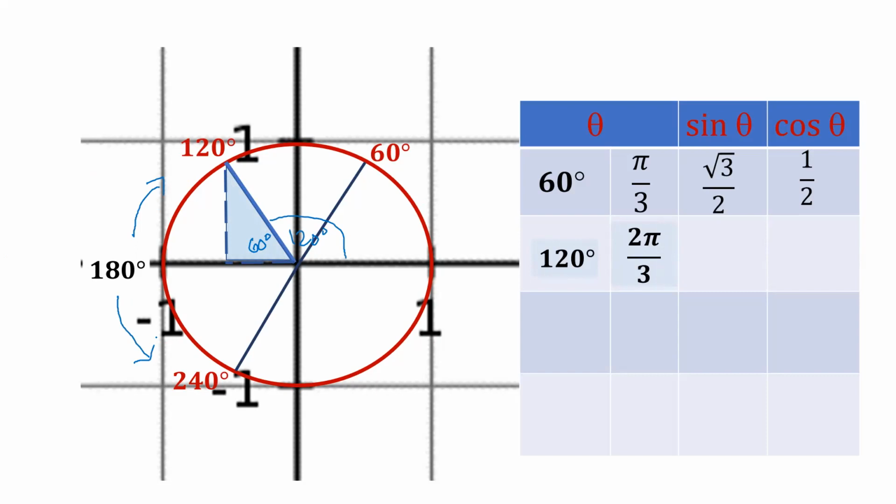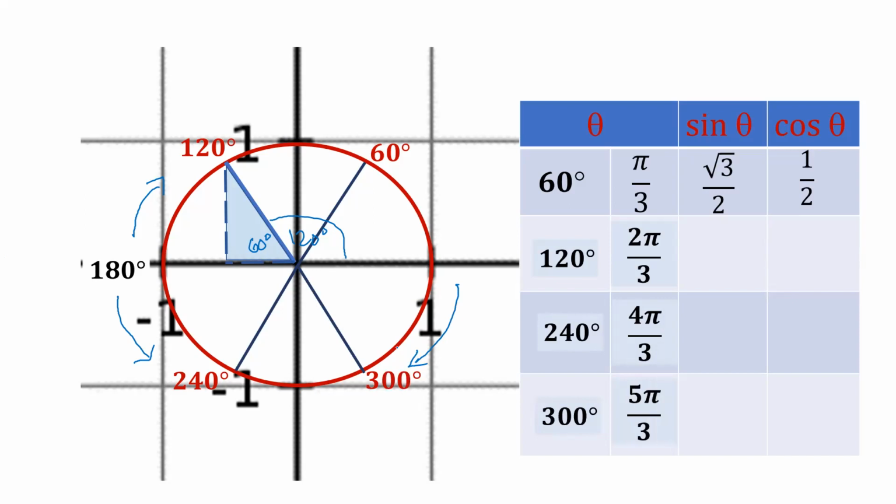So, 180 plus 60 is 240. Equivalently, that's 4 pi over 3. Dito, pwedeng pa-minus na naman kasi 360 minus clockwise. Minus 60, that would be 300 degrees. 300 is 5 pi over 3. Again, yung mga sine theta natin, pare-pareho itong maging square root of 3 over 2. Tapos yung cosine, pare-parehong 1/2.